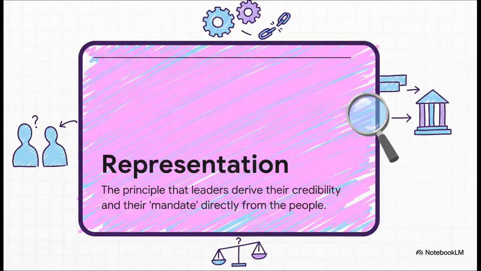Next up is representation. Now, this one is absolutely crucial. It's the principle that our leaders get their authority, their credibility, directly from us, the people. And this authority has a name. It's called a mandate. It is the entire source of their power, and we're definitely going to come back to this idea in a bit.